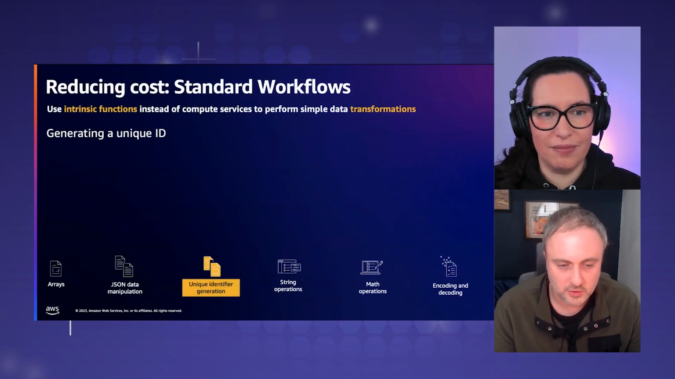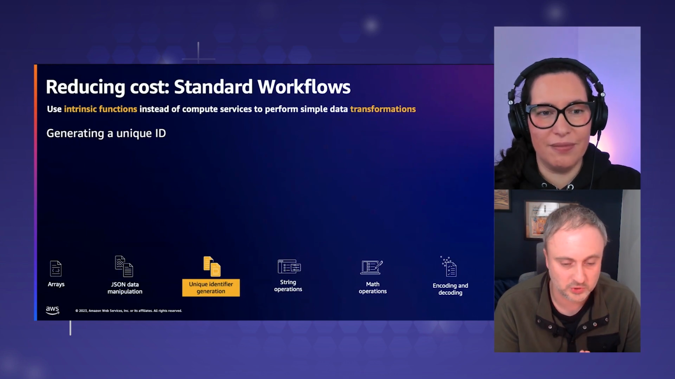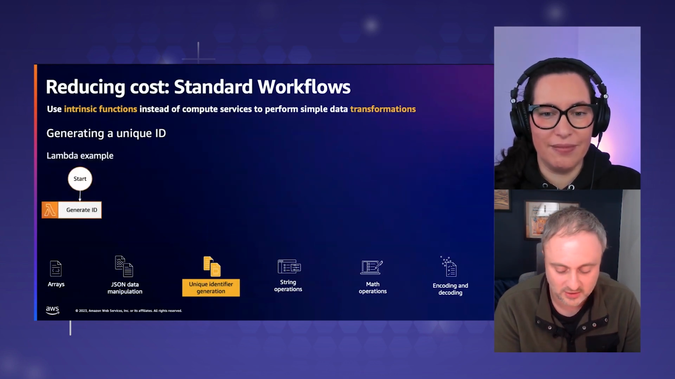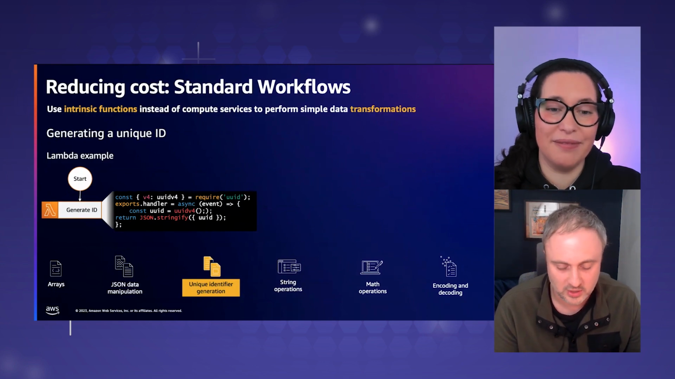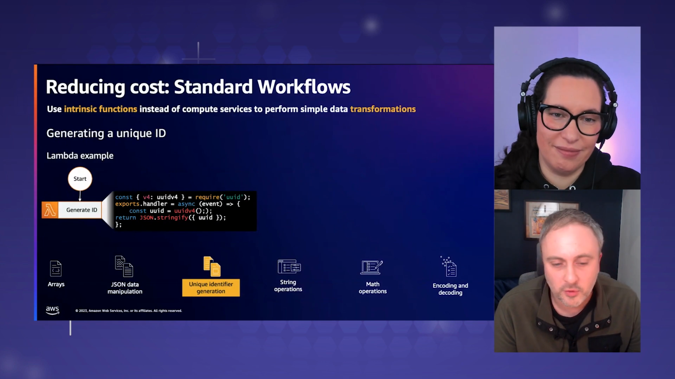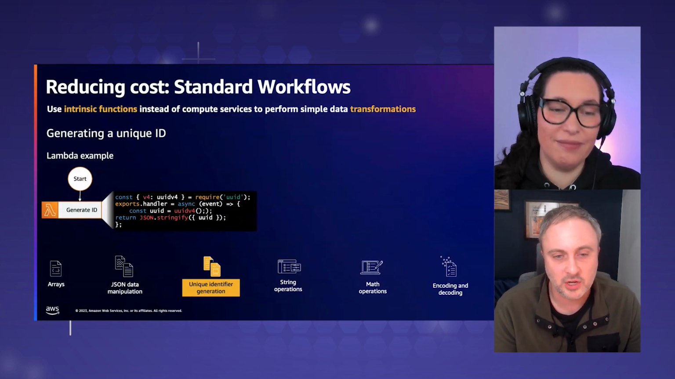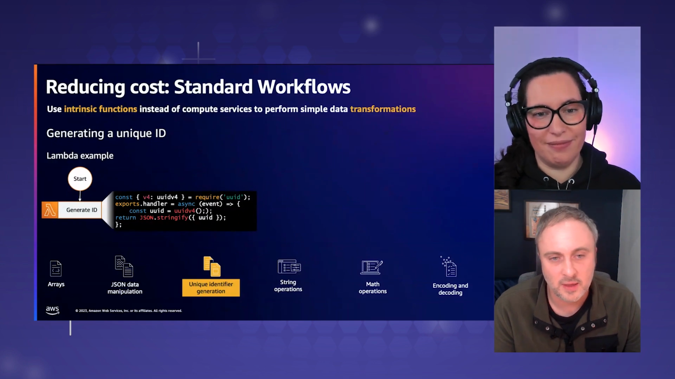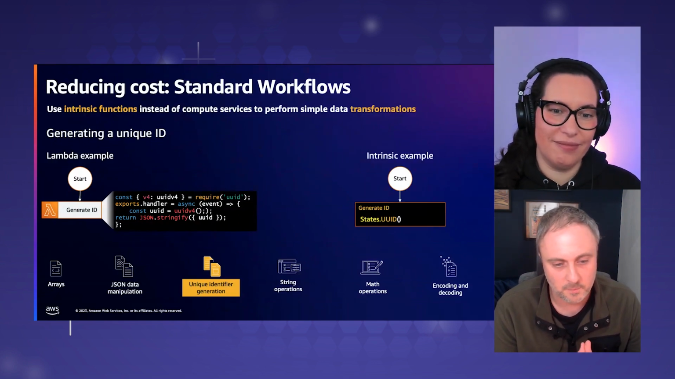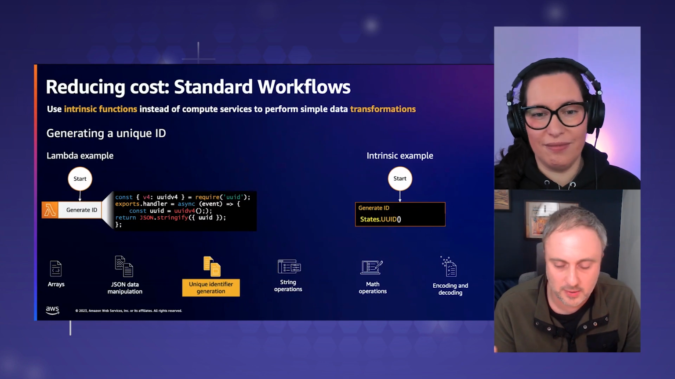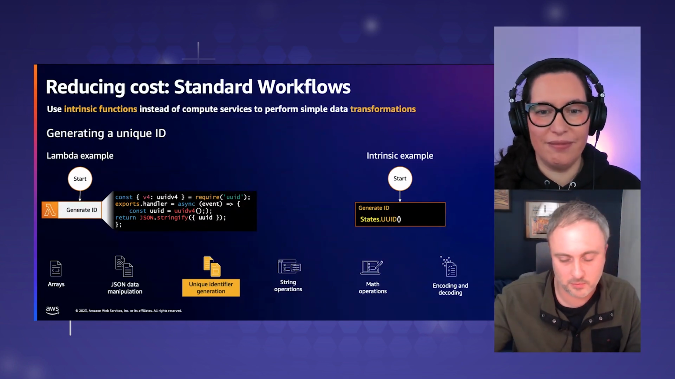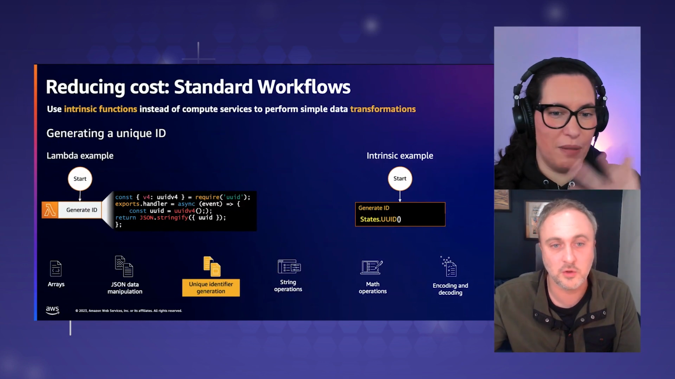This was the most requested one until it was launched, which was just generating a unique ID. So before this intrinsic was launched, you would have to use a Lambda function with probably 3, 4, 5 lines of code. This one is using a library just to literally generate a unique string and then send that back to the workflow. Now you can just use States.UUID. It's exactly the same result. And you can just append that to the parameters of an existing step or an existing state. You don't have to create a new state for that.